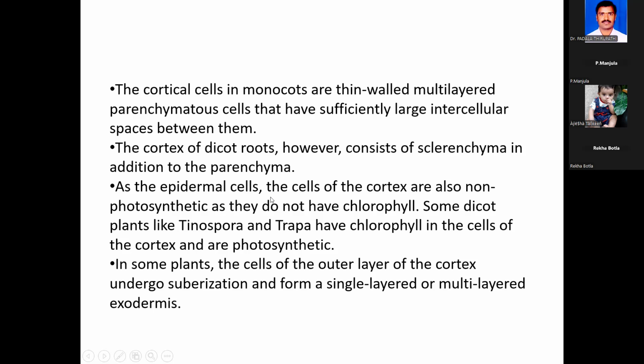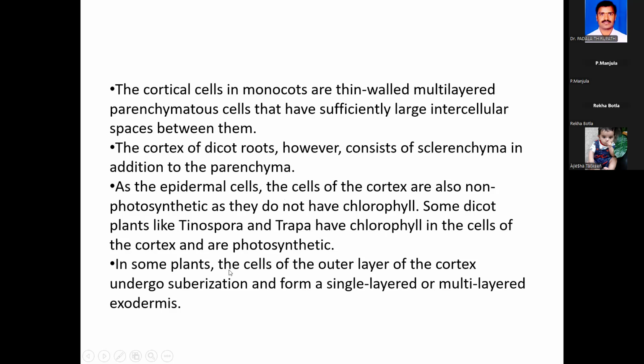Like the epidermal cells, the cells of the cortex are also non-photosynthetic as they do not have chlorophyll. Some dicot plants like Tinospora and Trapa have chlorophyll in the cells of the cortex and are photosynthetic. Generally the roots are inside the soil, so chlorophyll is absent, but in some plants like Tinospora and Trapa, chlorophyll is present in the roots and helps in photosynthesis.